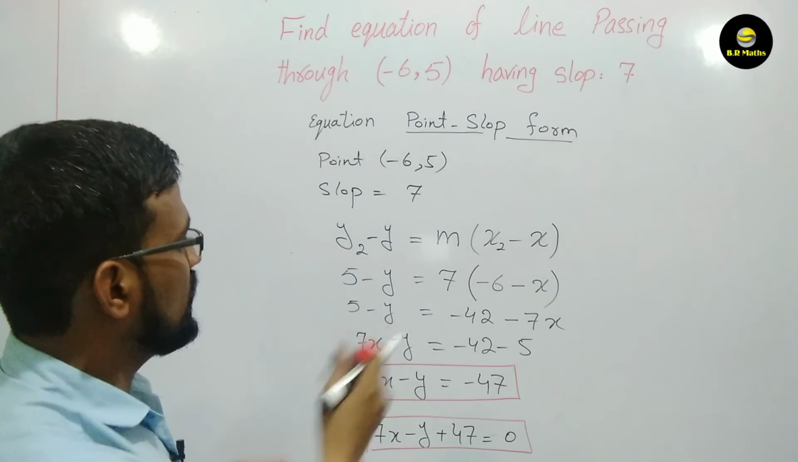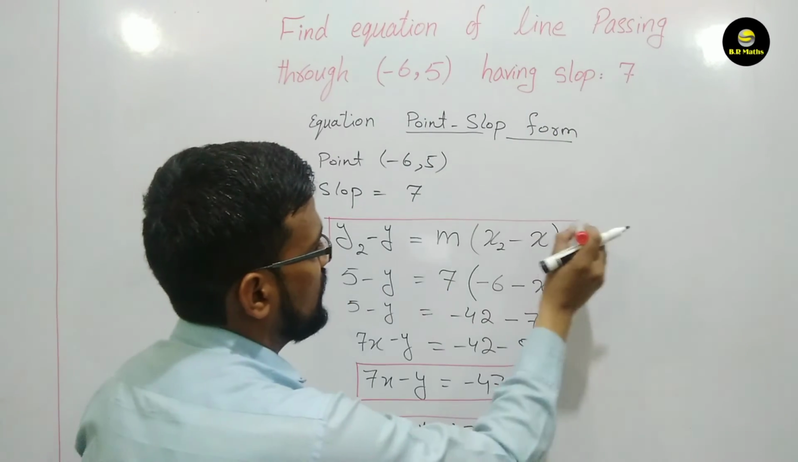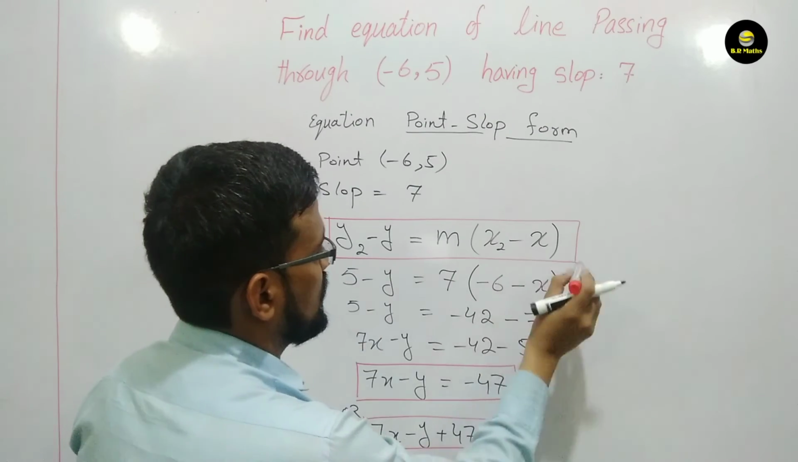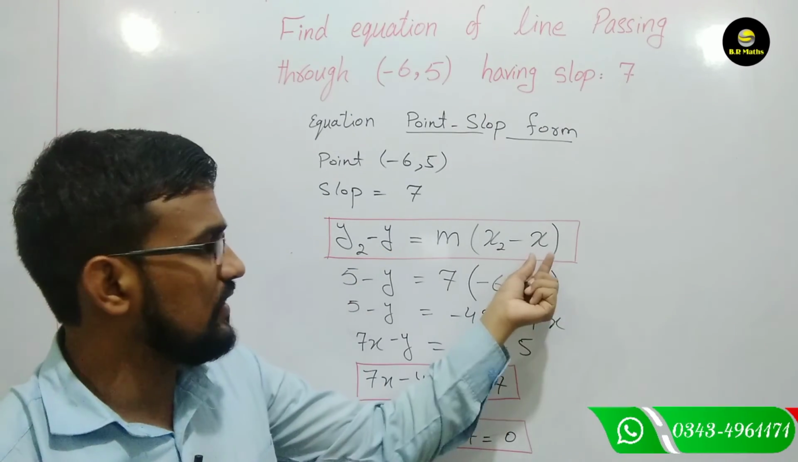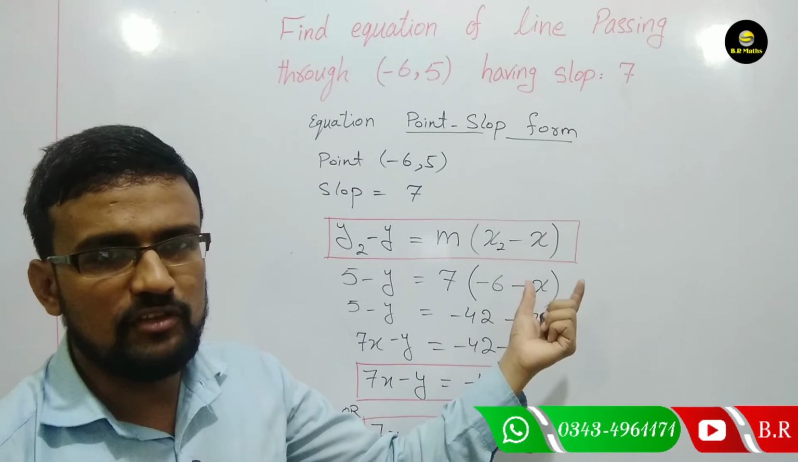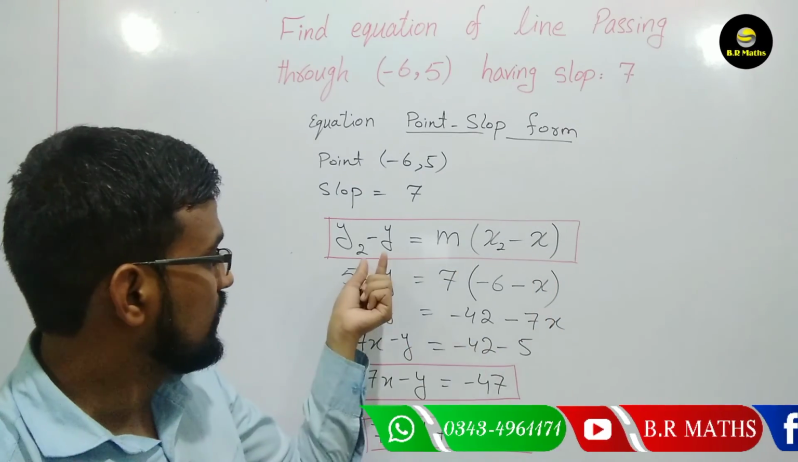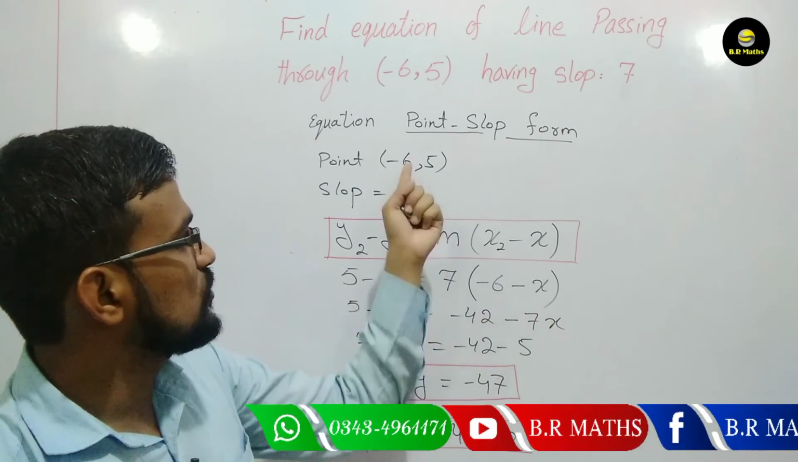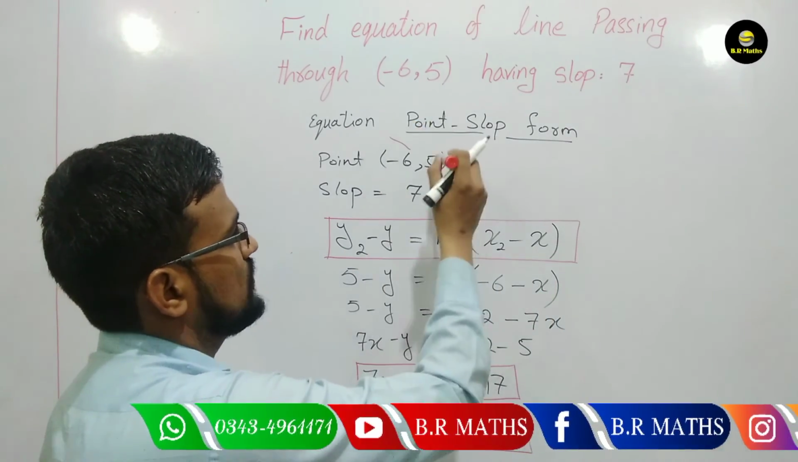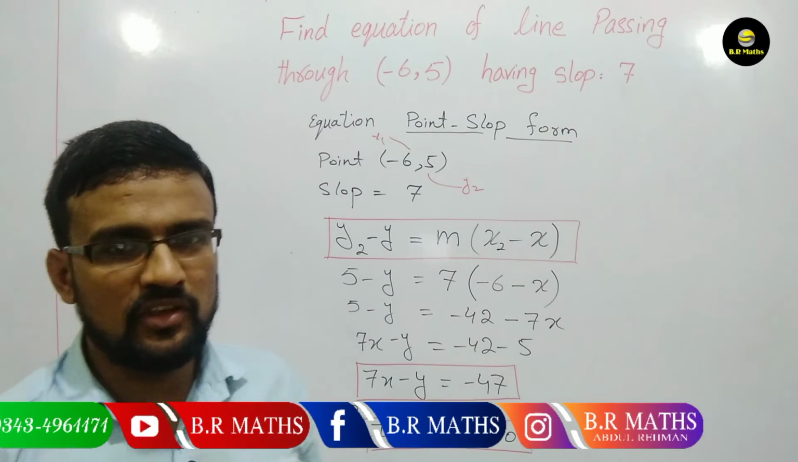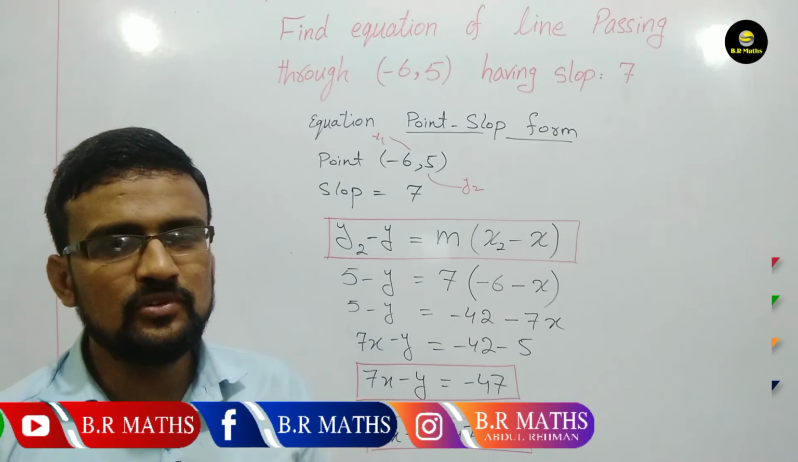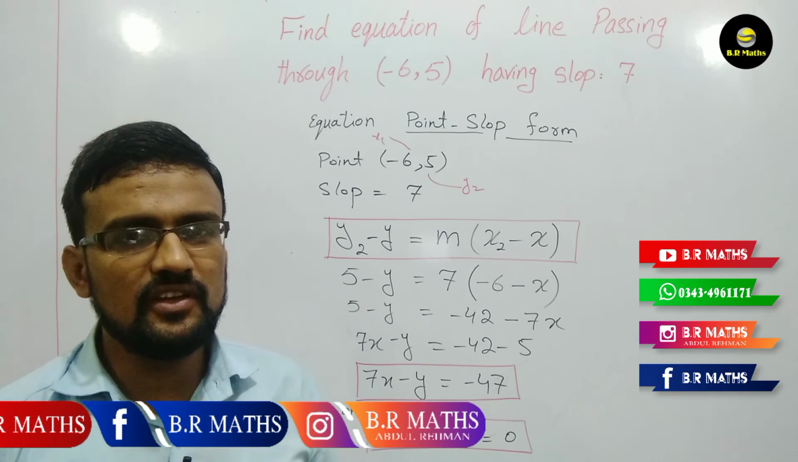This is the formula: y2 minus y1 equals m times x2 minus x1. y1, x1 mean variables x and y, and x2, y2 mean this one. This is the x2, this is the y2. Okay, so I hope you understand this form of equation.